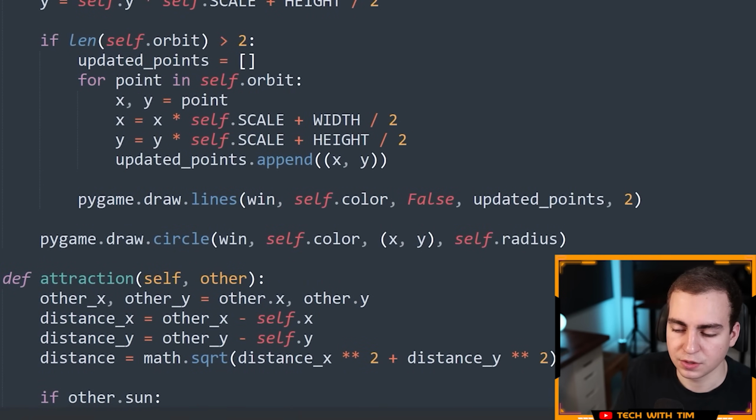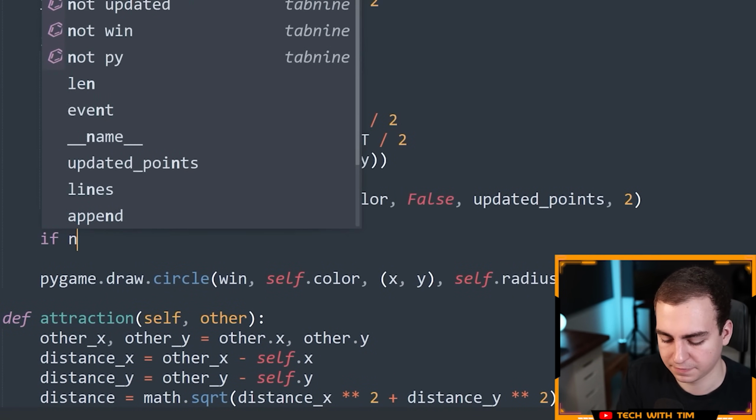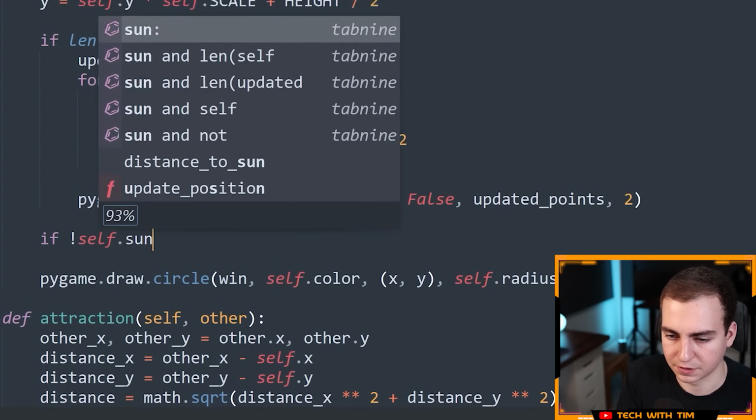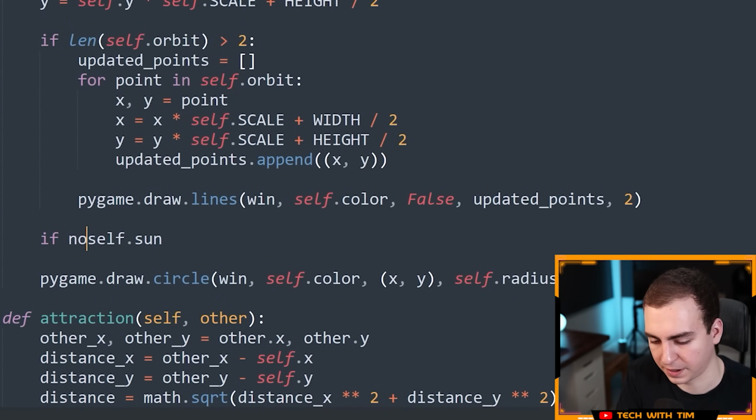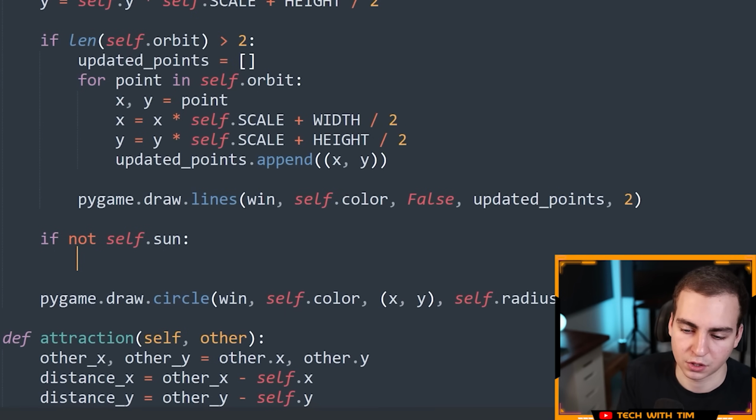And then what I need to do if I want to draw the distance is I need to say, first of all, if not self.sun, and I forgot we're working in Python, so let's use the actual not, because I don't want to draw the distance between the sun and the sun, which is always going to be 0.